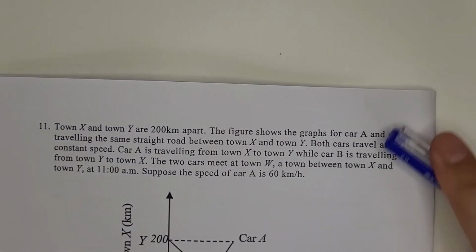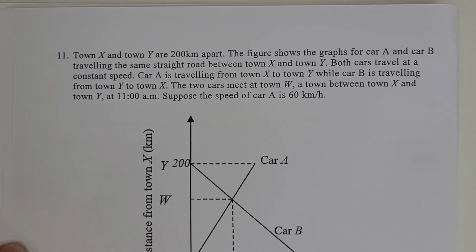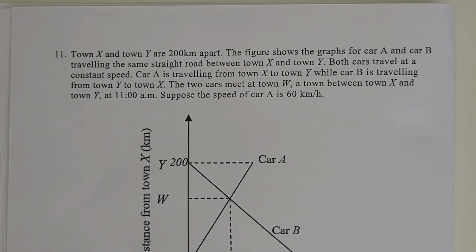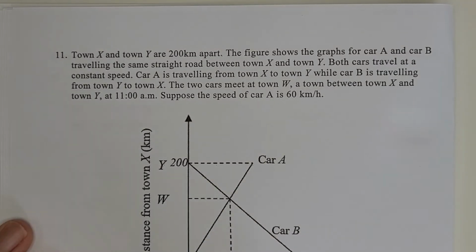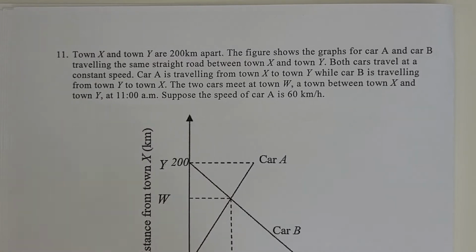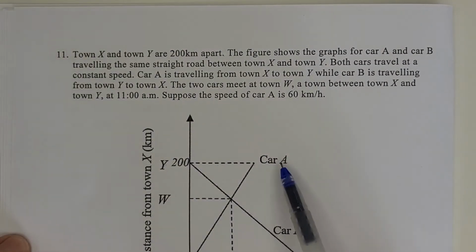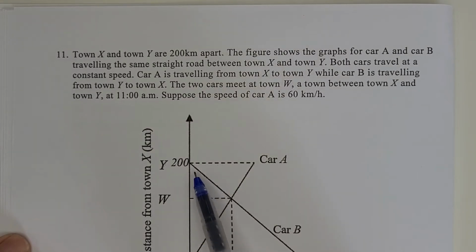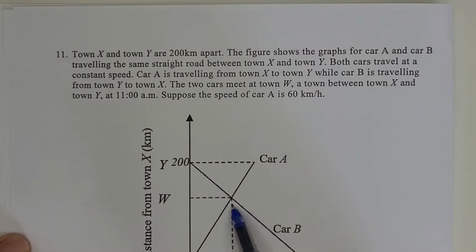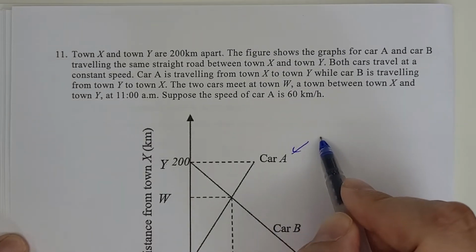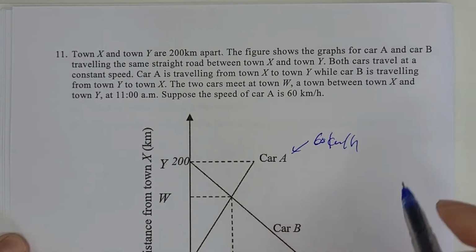For question number 11, okay, there's a distance time graph problem. Town X and town Y are 200 km apart. The figure shows the graph of car A and car B. Both travel at a constant speed. Car A is traveling from town X to Y. Car B is traveling from town Y to X. They meet at W. We know that the speed of car A is 60 km per hour.